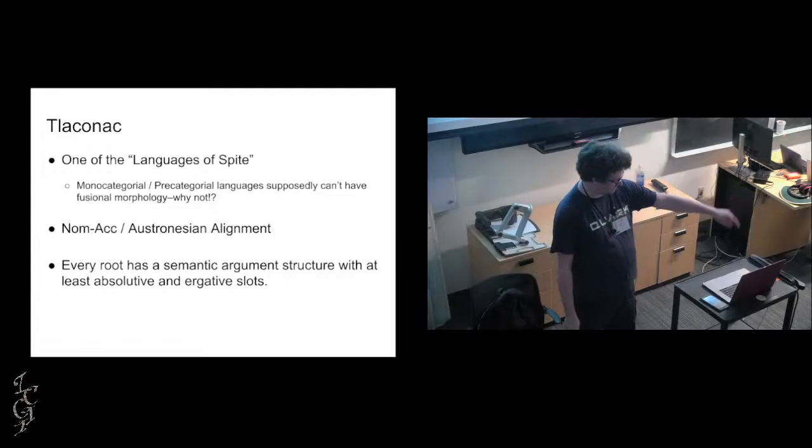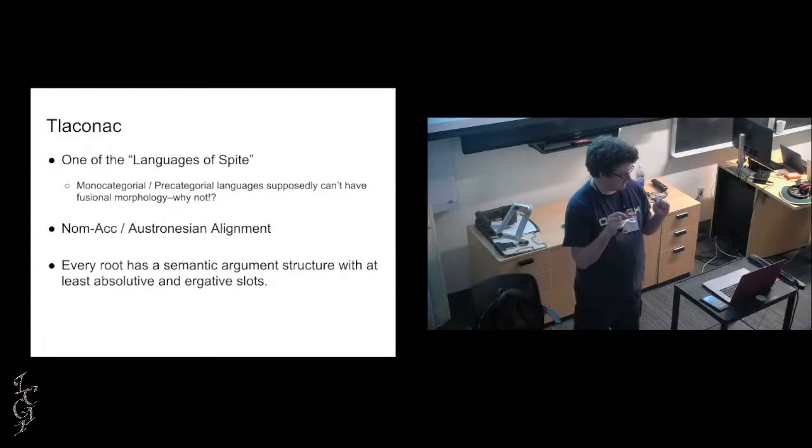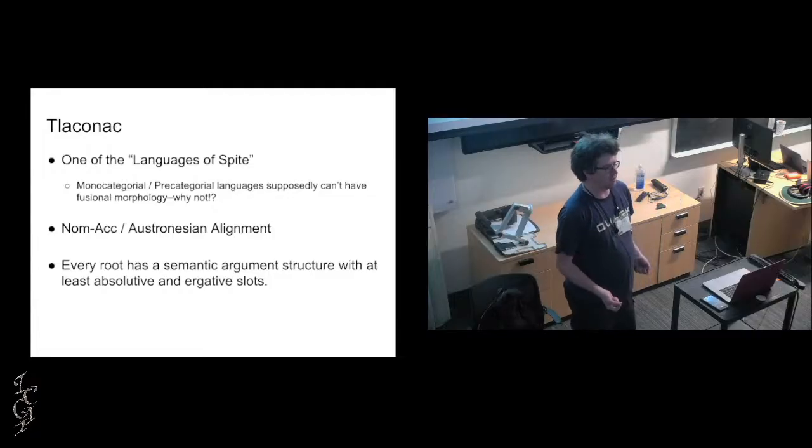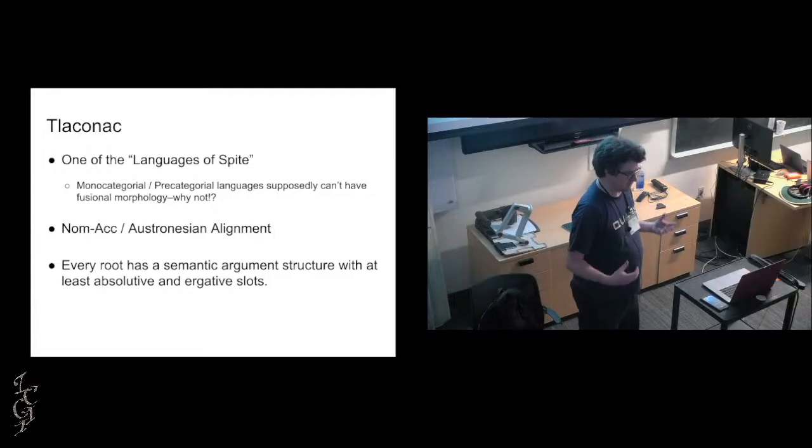But the important bit for this talk is that every lexical root has a semantic argument structure with at least absolutive and ergative slots. Now you might be thinking, well, what about the things that are really obviously nouns in English? Not everything can have 2 arguments packaged up into it. Like, what are the 2 arguments of rock? Well, I will pose to you a slightly different question. What are the 2 arguments of father, or grandma, or nephew, or cousin?